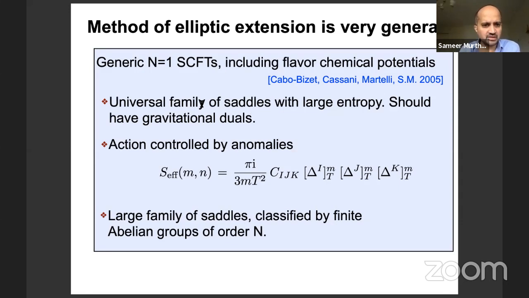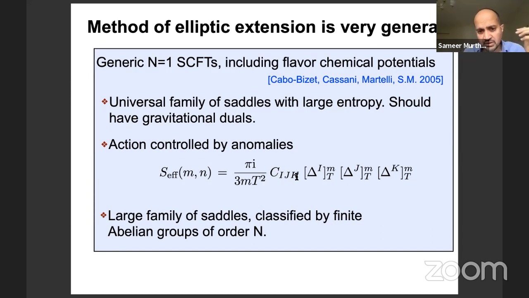So the first one is that just like what I showed you, there is a universal family of saddles, m, n, with a large entropy. And universal means that in the supergravity theory, it doesn't depend on the details of the theory except for central charges and so on. So therefore, they must have gravitational duals, and certainly the black hole exists in all theories. But in fact, there's a whole family which exists in all theories. The action of the theory, now, if you include flavor chemical potentials, delta, this bracket means something which I won't tell you now, has a very sort of elegant form.